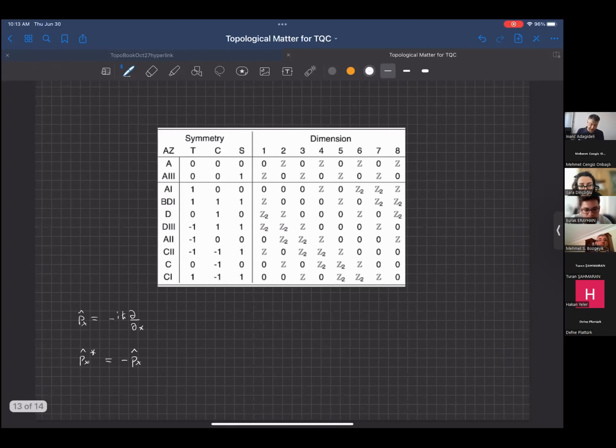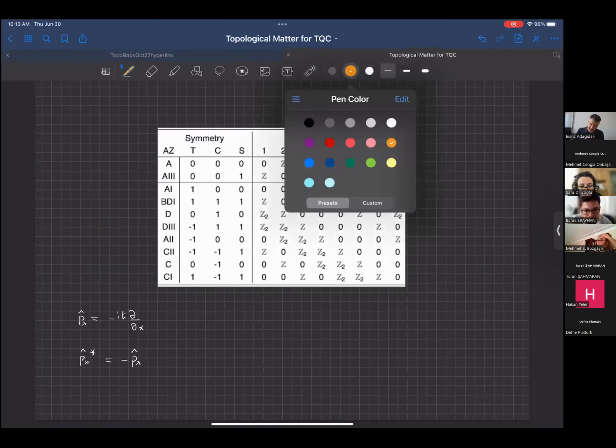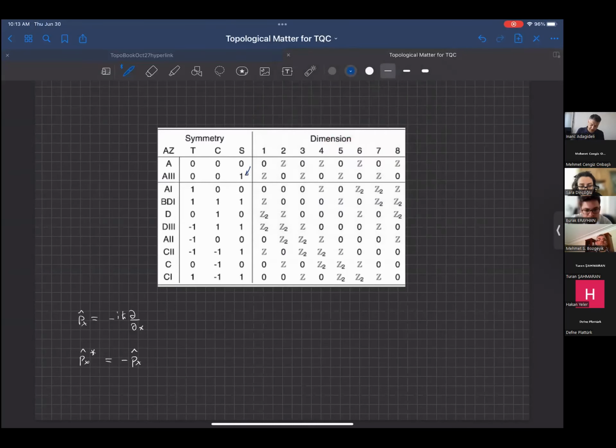And remember that whether or not you have these, you have the option that they would either square to one or square to minus one. You have nine options, and then you have the tenth option, which is right here. Let me just use a different color here, right here. That's the case when, even though you don't have time reversal and charge conjugation separately, their product remains a good symmetry. You still have this sublattice symmetry.